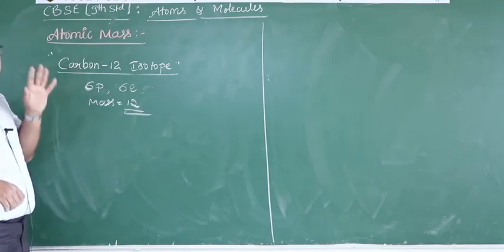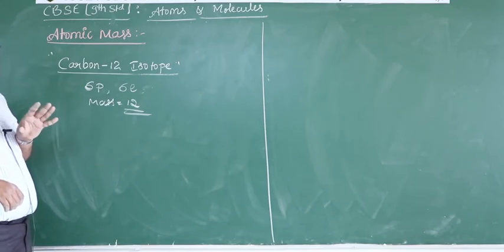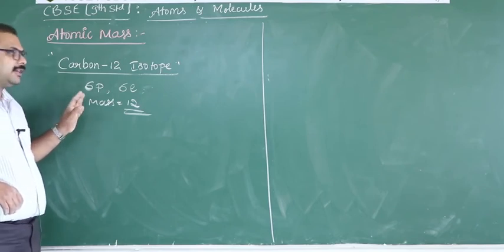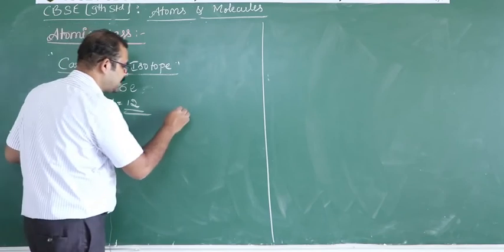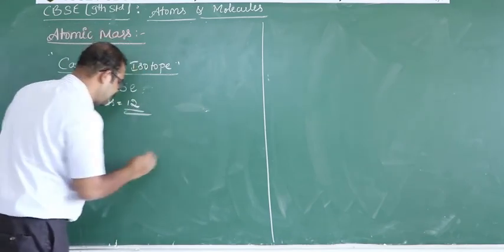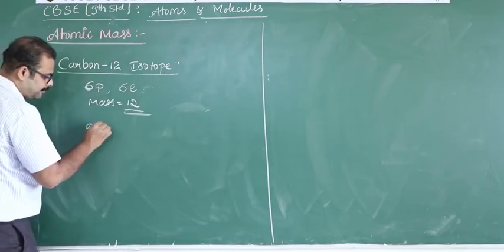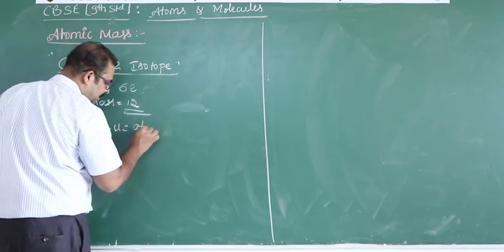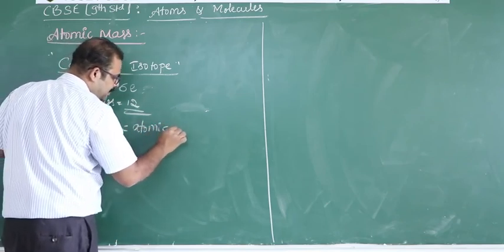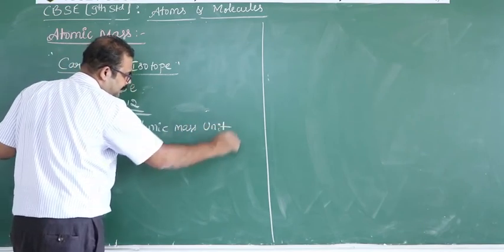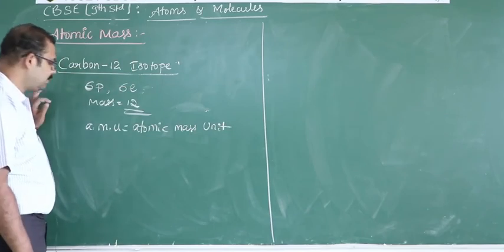Now, the mass of an atom should have some unit. You see that the weight of any object is measured in grams or kgs. Like that, there should be a unit in the case of atomic mass. So earlier they chose the unit of atomic mass as AMU. I am going to write here AMU. That means atomic mass unit.